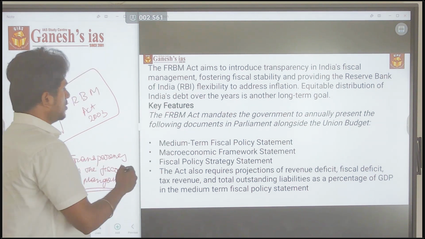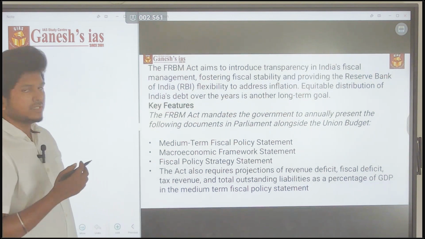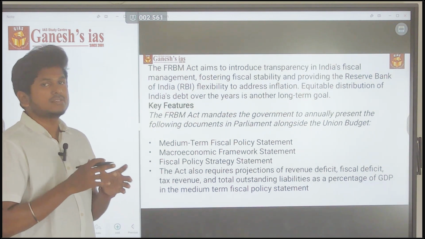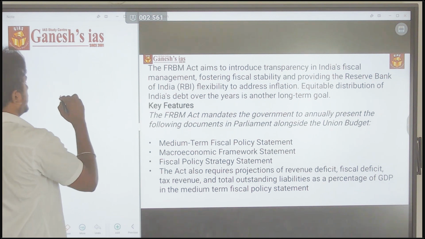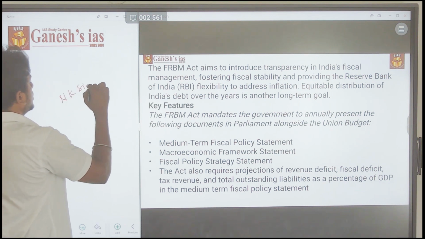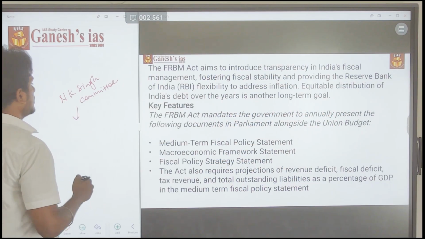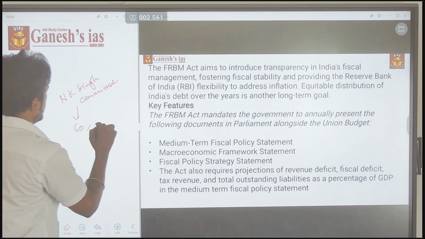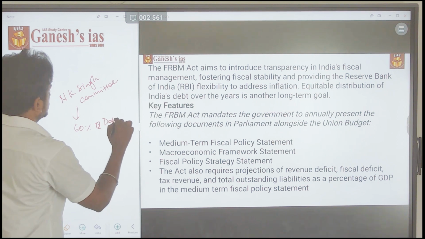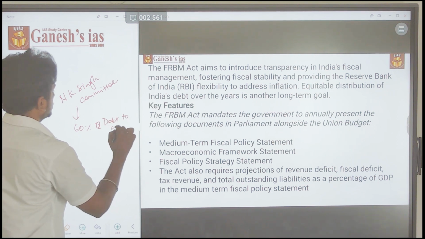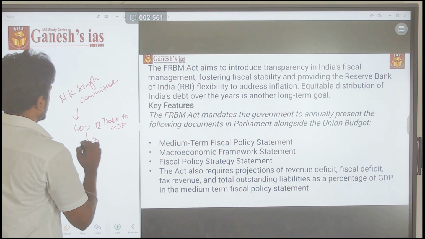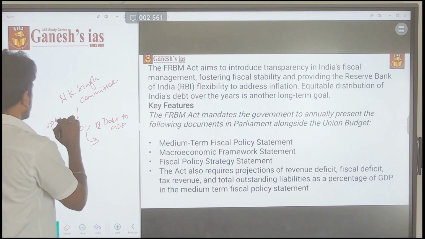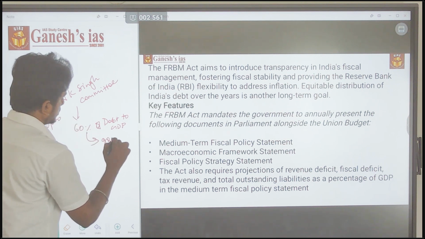So what are the targets this FRBM Act provides? A certain target is provided by the committee. This committee provided certain targets. What are the targets? 60% of debt to GDP. So up to 60% for the general government.